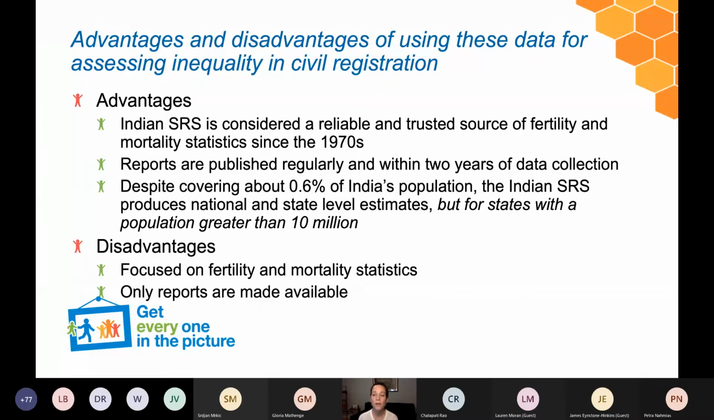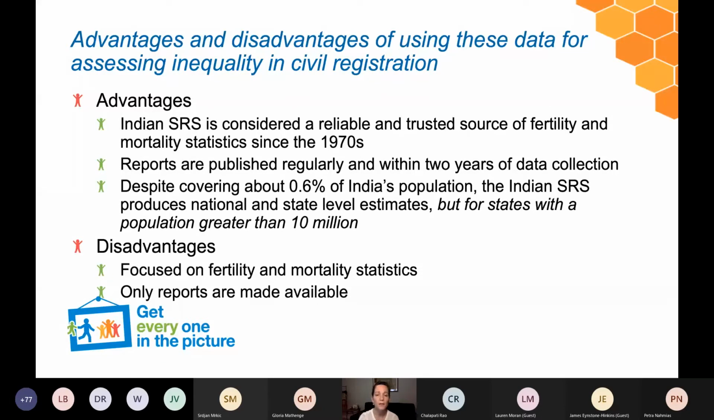The probability sample covers only about 0.6% of the population, but it's drawn in such a way for the SRS to produce national and state level estimates, although only for states and territories with a population greater than 10 million. So that excludes about 8 of the 28 states and most of the union territories, as they have a population of less than 10 million.